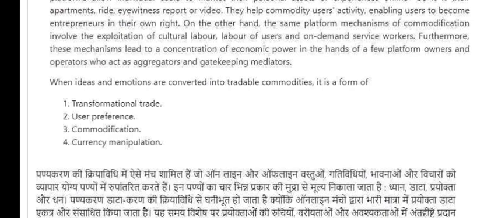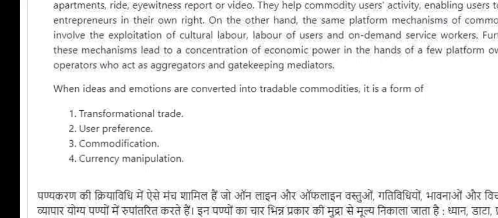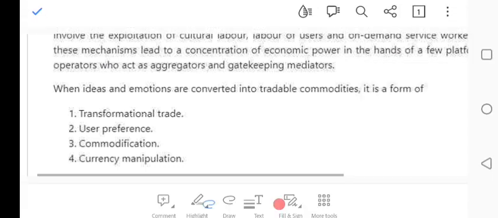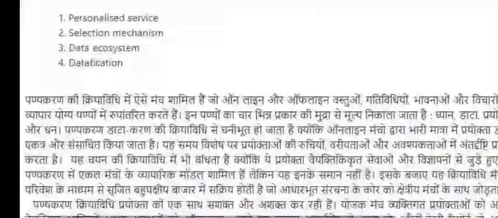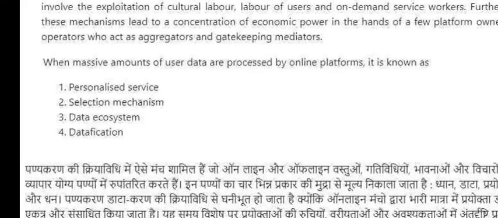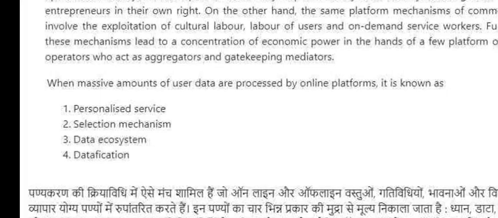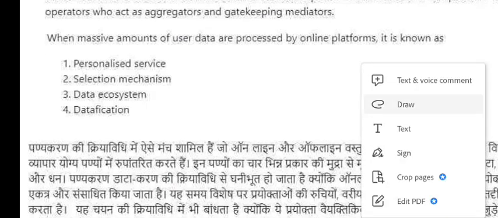So now the first question that we have got is, what ideas and emotions are converted into tradable commodities? It is a form of transformational trade, user preference, commodification, currency manipulation. So it will be commodification. Next is saying, when massive amount of user data are processed by online platforms, it is known as what? Personalized service selection mechanism, data ecosystem, datafication. It will be datafication.